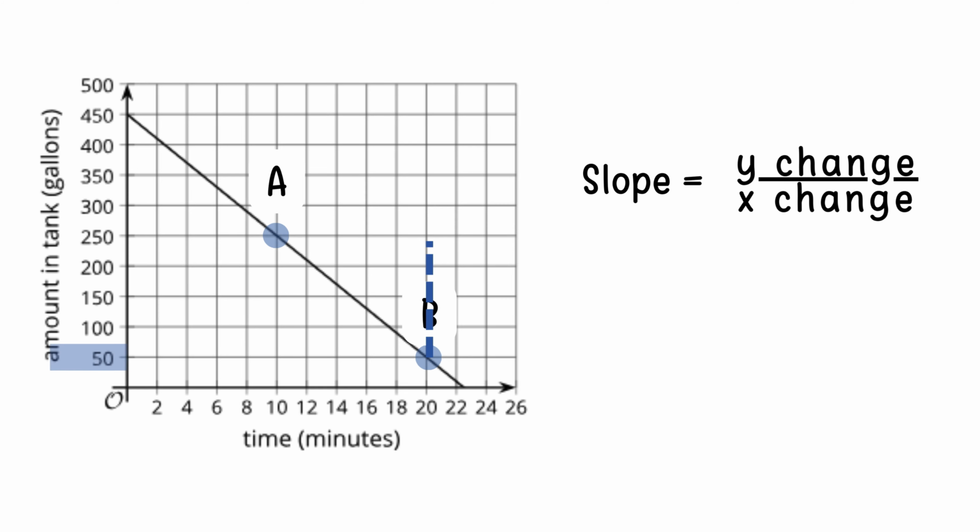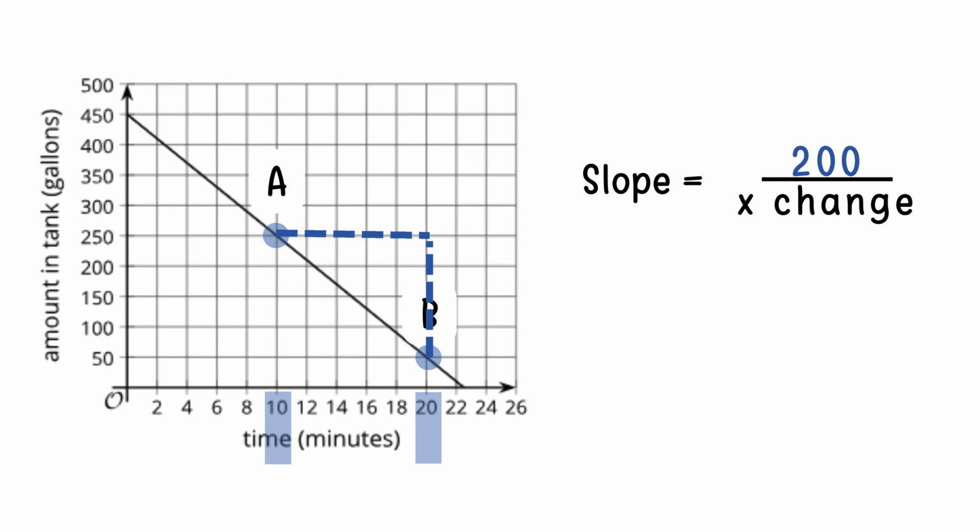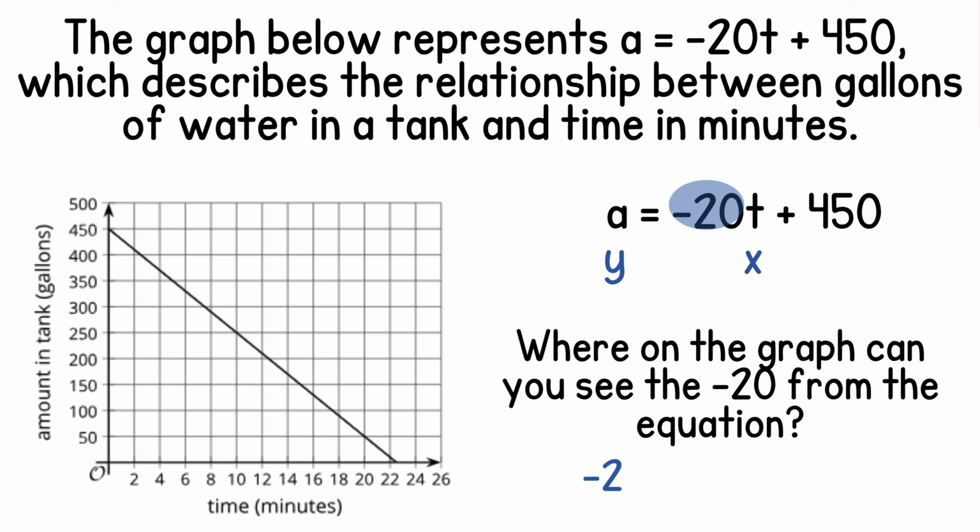Point B started at 50 and went up to where A was at 250. So our y value increased by 200. So we'll put this on top of our slope formula. Now let's look to see how x changed. It started on the x-axis at 20 and went backwards to 10. So we can replace our x change with negative 10 since it went backwards 10 units. Simplifying 200 divided by negative 10 will give us negative 20. So now we can confirm that negative 20 is the slope.